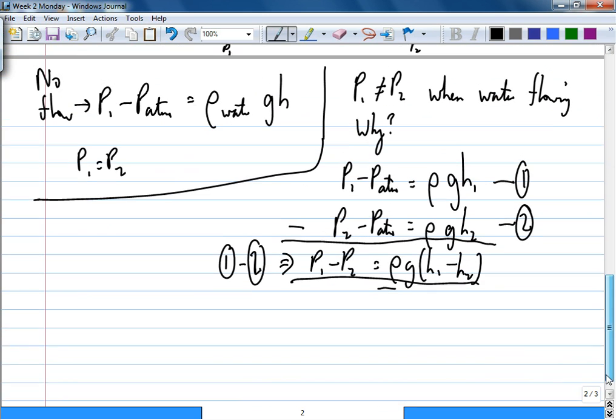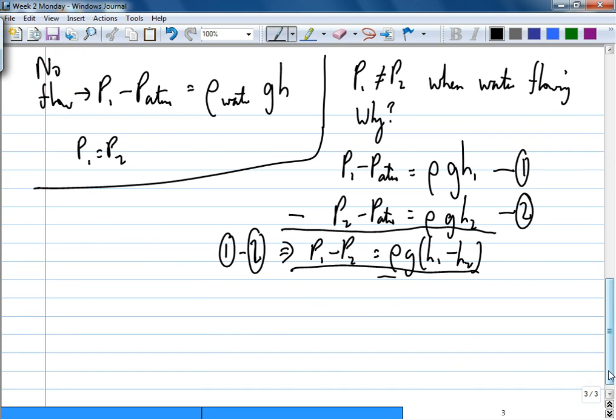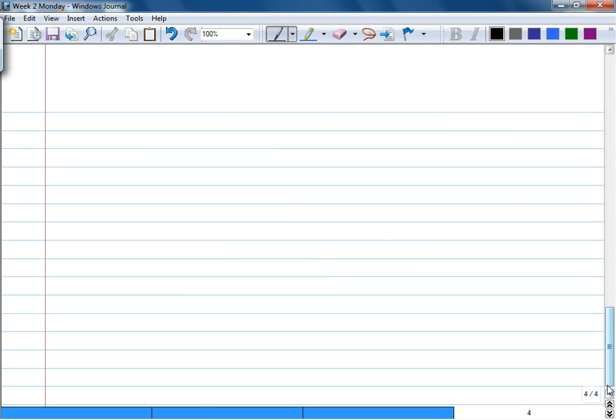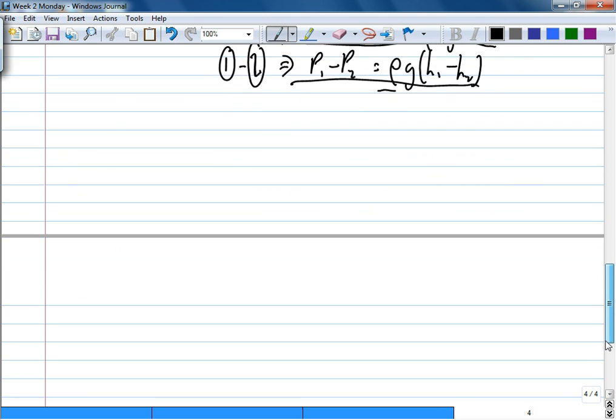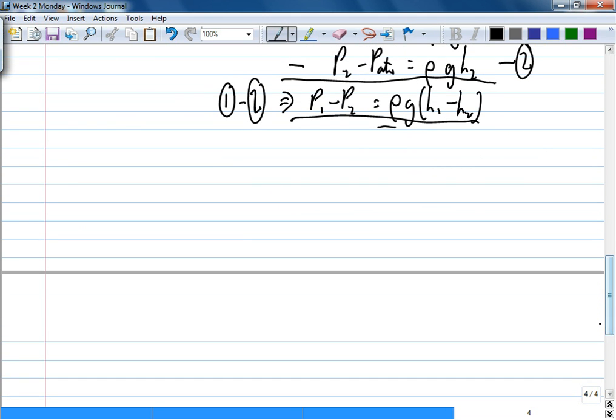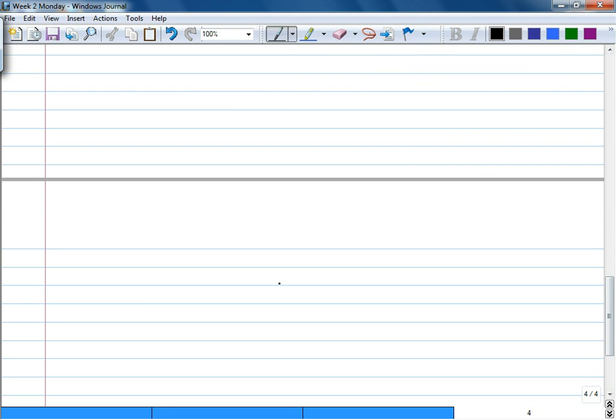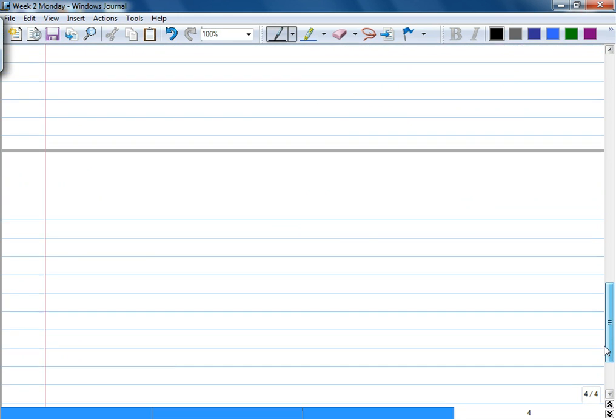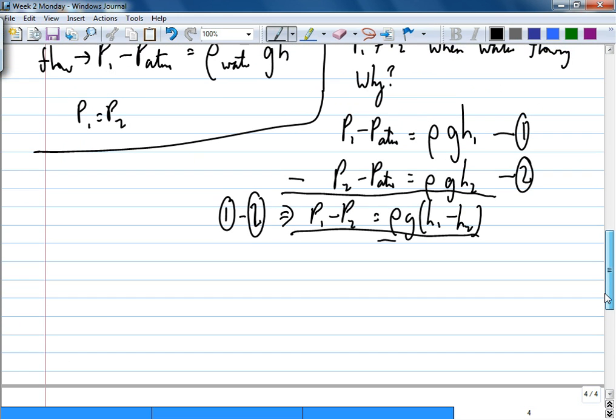Any questions? So far this is the easy one. Let's make it a bit more difficult. Some manometers have 2 fluids, some have 3 fluids and so on. Just to make you a bit more confused. So let's do one with more than 2 fluids. You okay with this? Any questions?